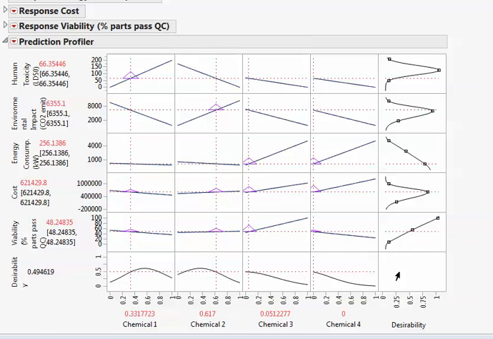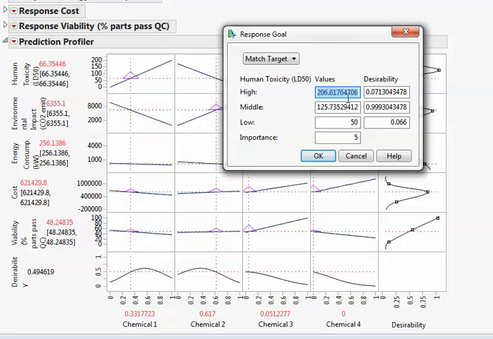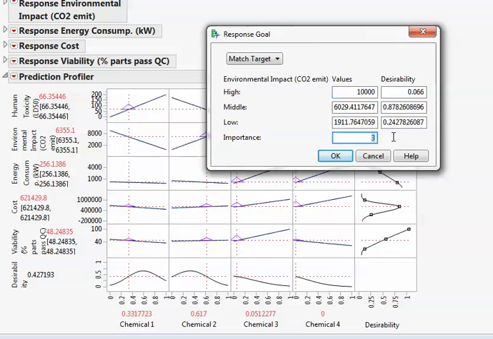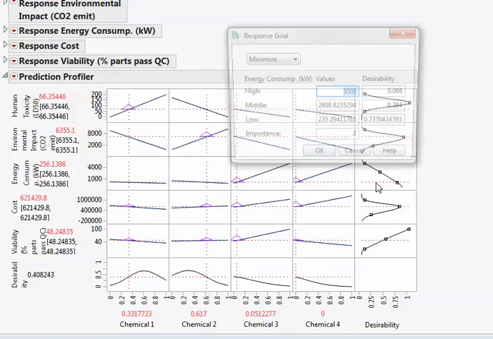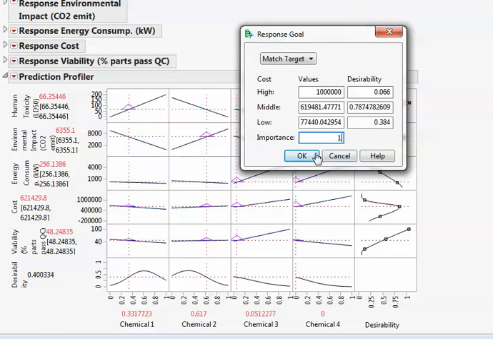You can also double click here and you can give things different importances. So I've said here's where I want these to be, and instead of drawing it here, you could just type this in. I can set the importance to 5 for human toxicity. Let's say the human toxicity is now the most important thing. I'm going to set that to 10, and I'm going to make the other ones really low importance. And let's see what the optimization profile tells us then.